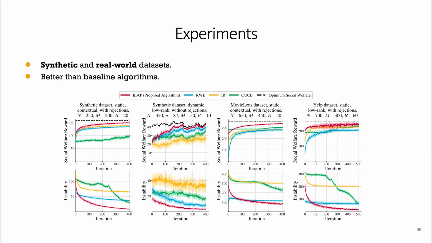The first row represents social welfare reward. We see that we can achieve the maximum amount of social welfare reward with diminishing regret, and also we can achieve diminishing instability as time progresses, while some of the other algorithms are stuck with higher instability levels or are much slower in achieving lower instability.